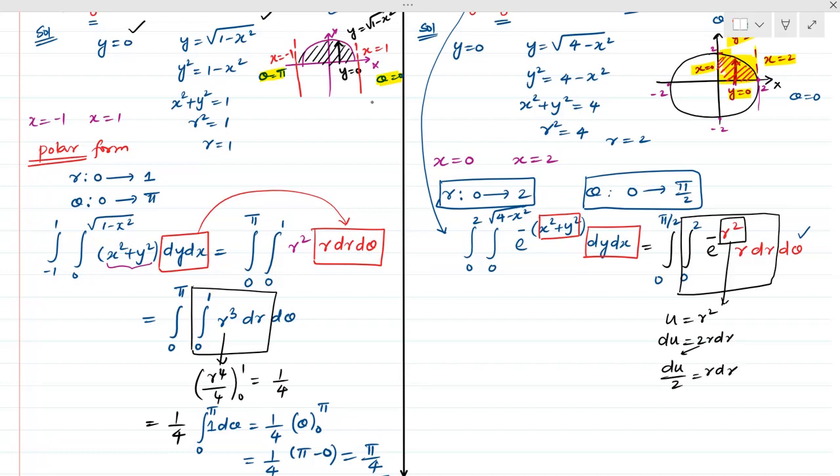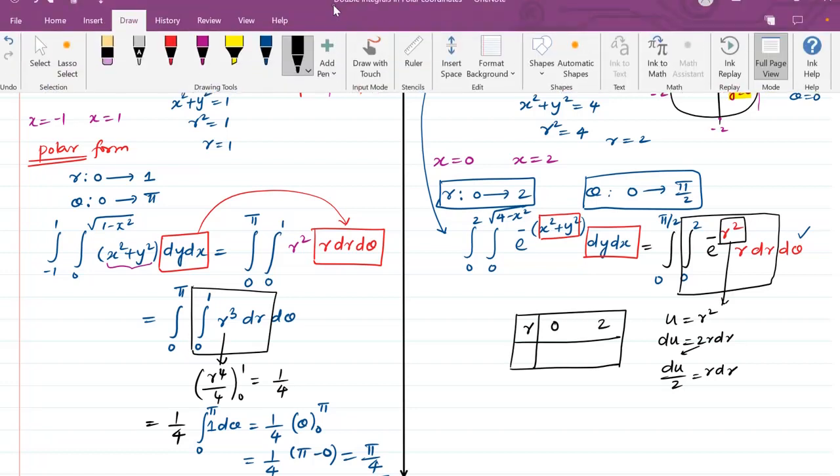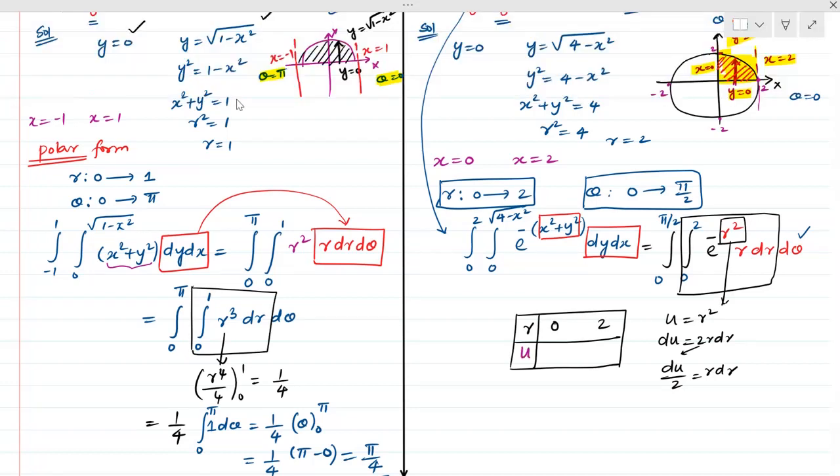Whenever you use substitution in a definite integral, there will be a new limit. The limit of r is 0 to 2, but what is the limit of u? You have to calculate it by substituting r here. When r equals 0, the u value is 0. When r equals 2, the u value is 2 square, which is equal to 4.